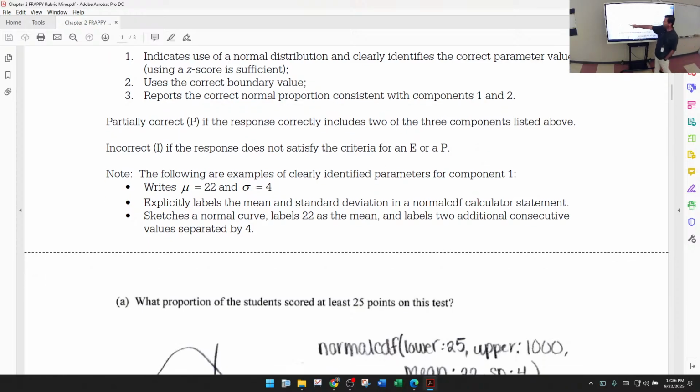Now here's the notes. Following examples of clarity identified in parameters. Writes mu equals 22, standard deviation equals 4. Explicitly labels the mean and the standard deviation in a normal CDF calculator statement. Sketches a normal curve, labels 22 as the mean, and labels the 2 additional consecutive values separated by 4. And I think that's where we got covered. He wasn't 2 additional to the right, but it was 1 to the right and 1 to the left. I think we're okay with that. Okay? Yes, sir. So would I have done an E? I think so.